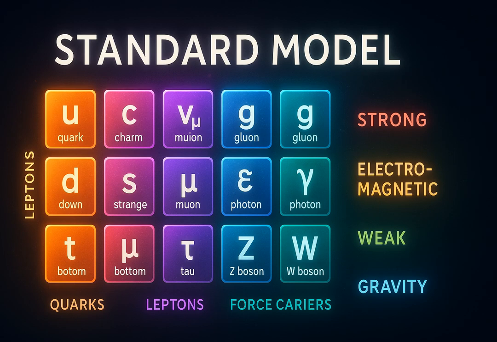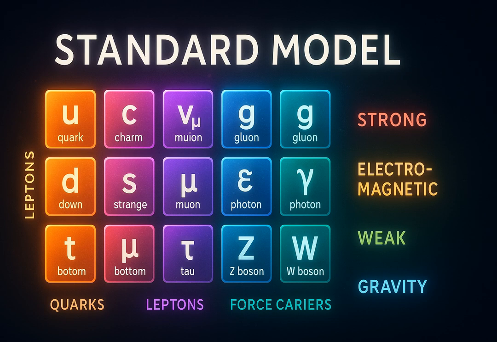Particle transformation. Right. Now, the W and Z bosons are unique among the force carriers because they are massive. They have significant mass, unlike the massless photon and gluon. Correct. And their mass is the reason the weak force is so incredibly short range. It basically only operates inside the atomic nucleus. So the mass limits its reach.